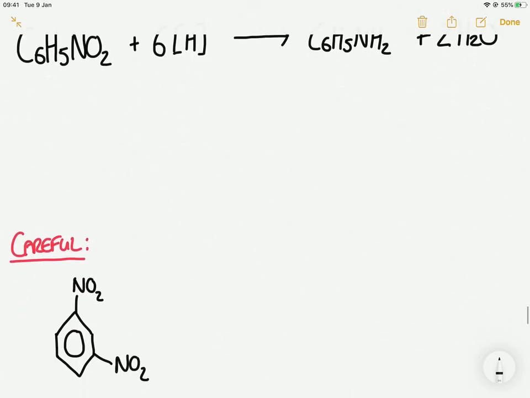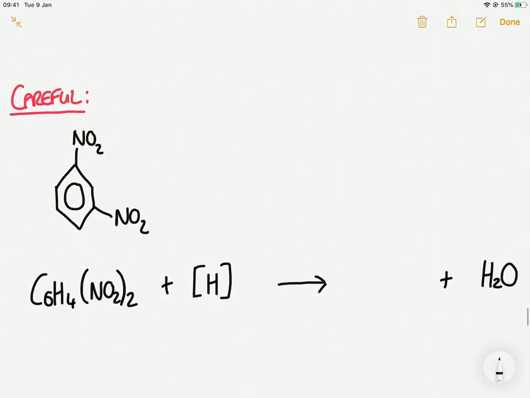Something to watch out for: if you've got 1,3-dinitrobenzene, right? Let's say that you boil it under reflux, heat it under reflux, with the tin and conc HCl mixture, then it's reasonable to assume that you could get 2 amine groups. So again, you have to be a little bit careful with this, right?